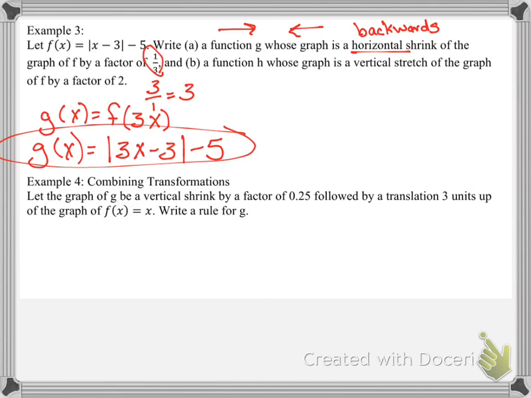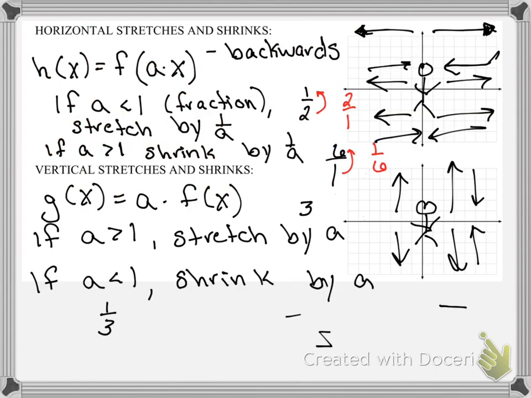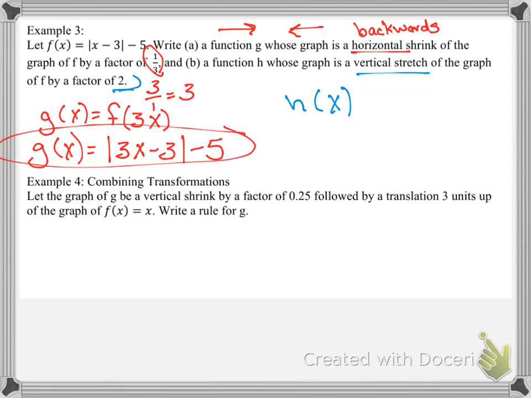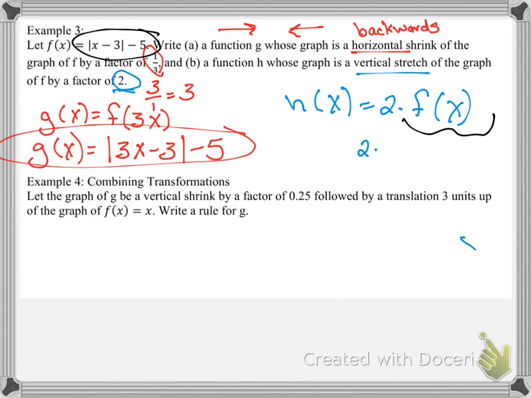All right, next one, part B. We want a function h whose graph is a vertical stretch by a factor of 2. Well, vertical works how you think it would. So for my h of x, looking back in our notes, for a vertical stretch I multiply out front by what I want to stretch by. I want to stretch it by a factor of 2, so I'm going to take 2 times my function f of x. It's 2 times that whole function, which is the absolute value of x minus 3, minus 5.